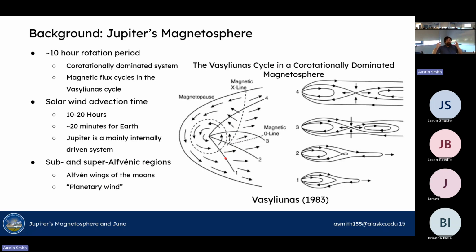And there are also sub- and super-Alfvénic regions inside the magnetosphere, which is kind of complicated. It means that in the inner region where there are the moons, they are connected in the sub-Alfvénic region to the planet. You get Alfvén wings, and there are spots in the ionosphere that correspond to flux tubes that map to where the moons are. And beyond this, there's this planetary wind. This is a super-Alfvénic region where plasma is no longer connected to the planet, and it just, like the solar wind, blows down the tail.